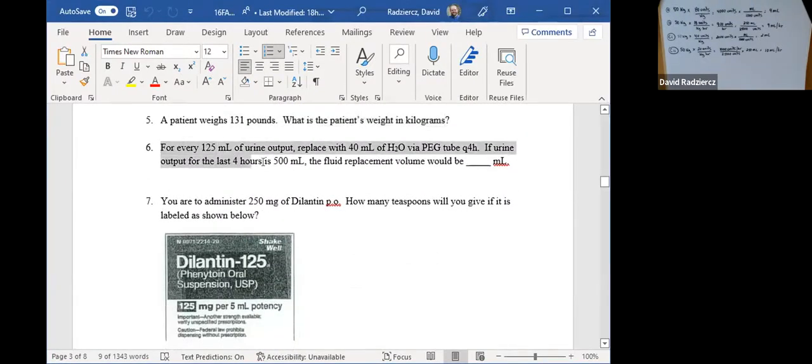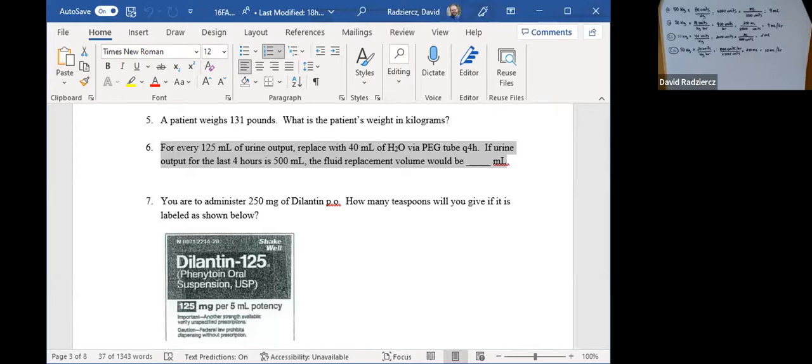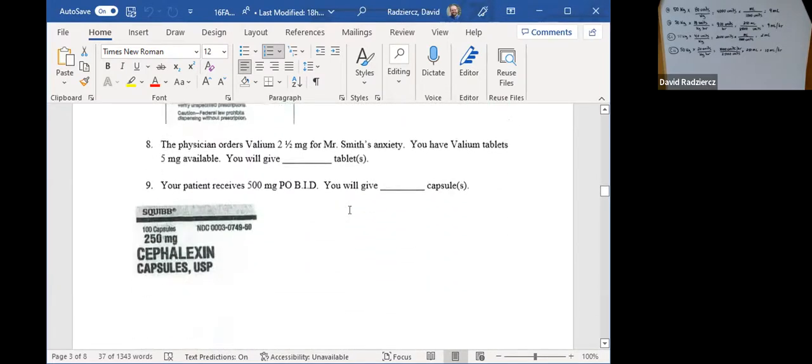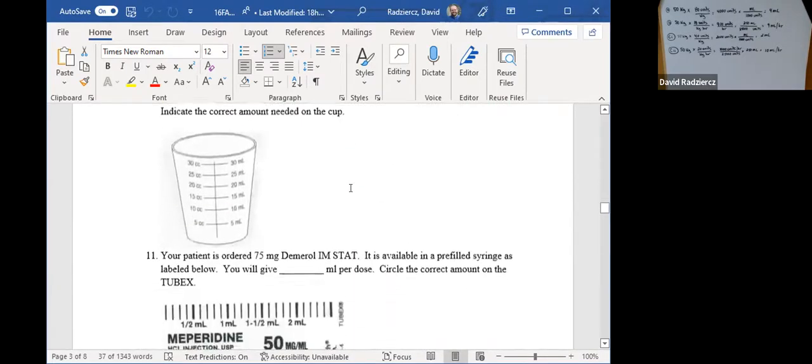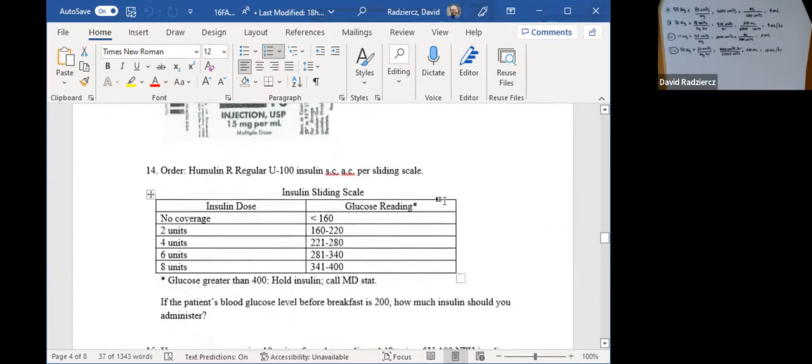Does anyone need to see or have explained the urine output and then replacement volume question? Not, I'll skip it. All right, then let's go into the things where I think you'll have the most challenge, and that is the flow rate questions.